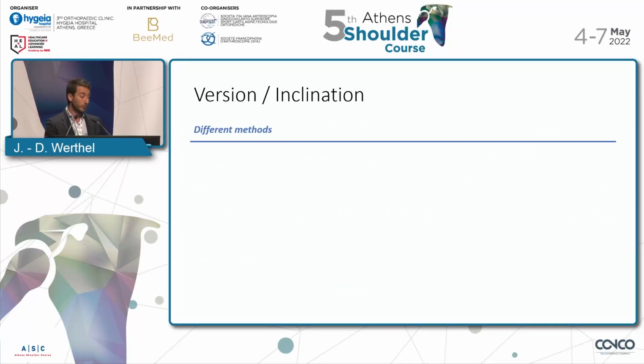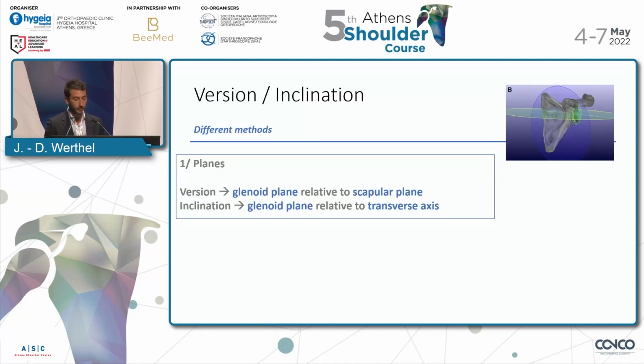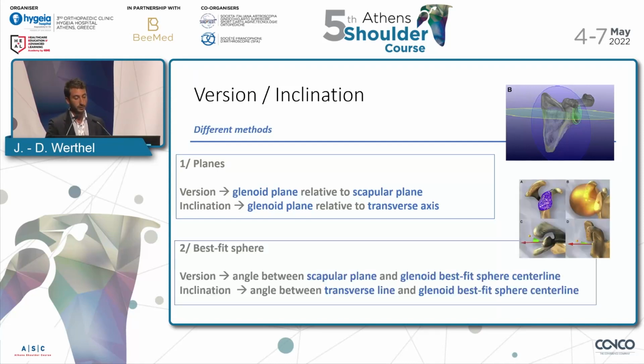And then to determine version and inclination, you have again different methods. So you have your planes, but now you need to compare these planes to determine version and inclination. So either you look at the difference between planes, so the version can be the version of the glenoid plane relative to the scapular plane. The inclination is that of the glenoid plane relative to the transverse axis. So difference between planes, but you can also use the best fit sphere that we've seen.